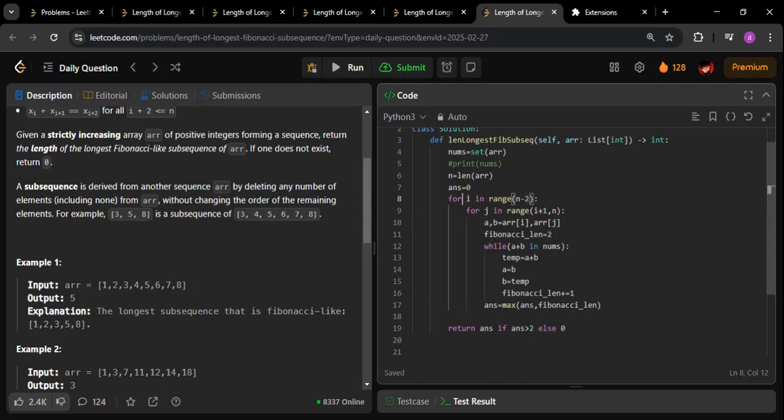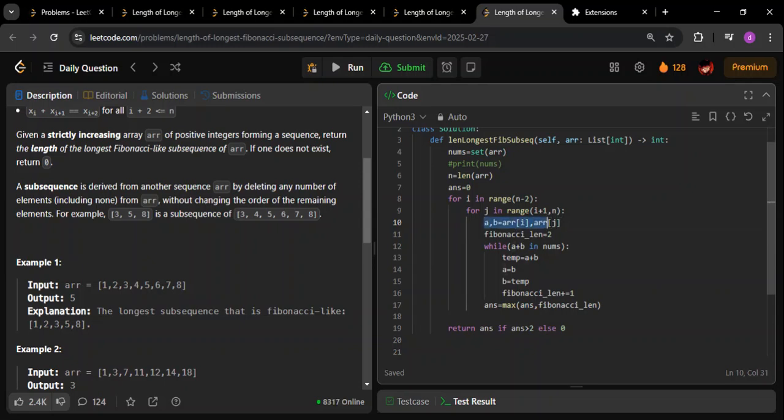Okay, so i is going to be the index of the starting element, j is going to be the index of the second element, and then the sum of these two, arr[i] plus arr[j], is going to be the third element. We'll have to just see whether this sum exists in our input or not. Okay, so that's what I'm doing.